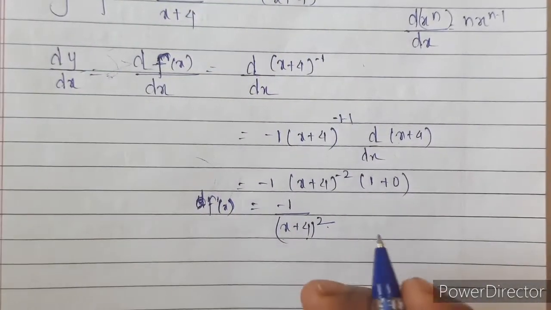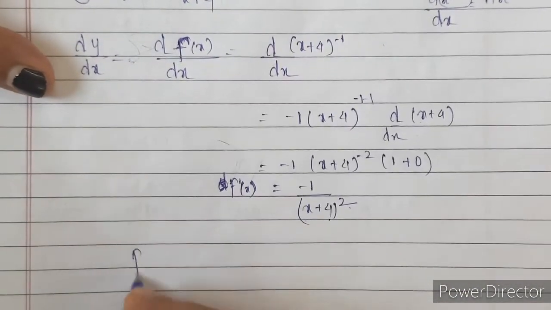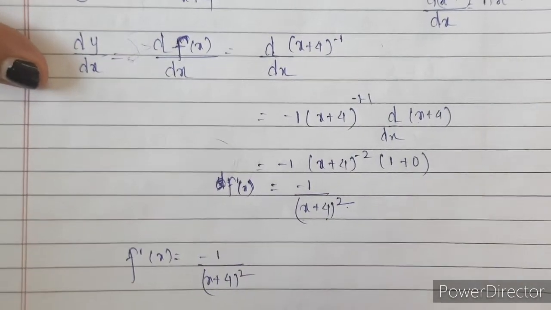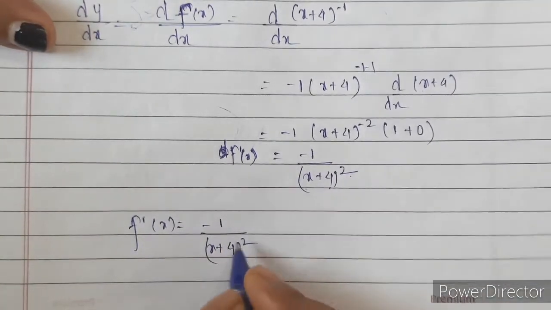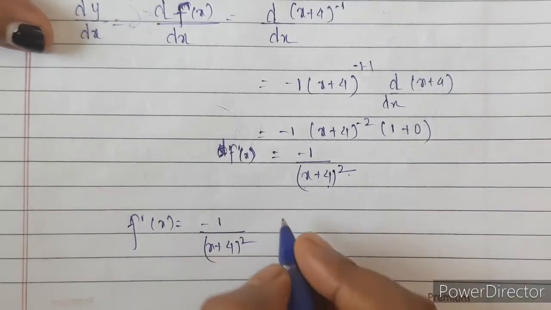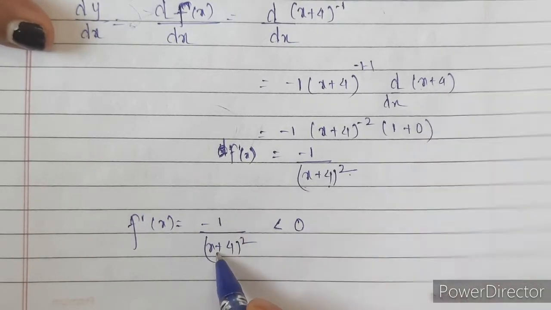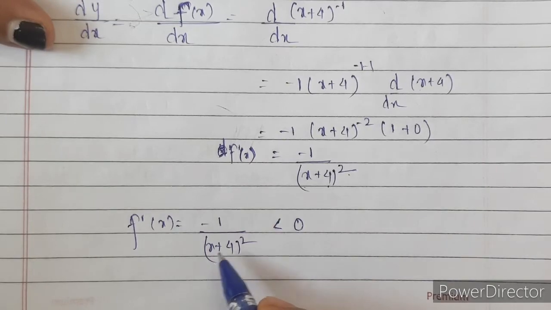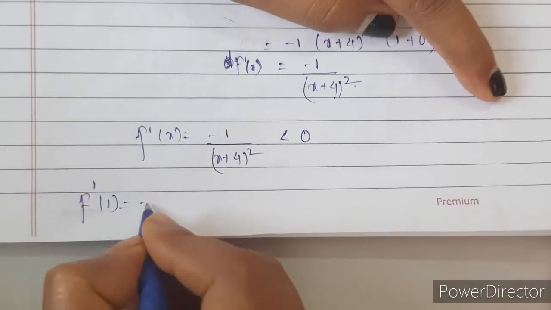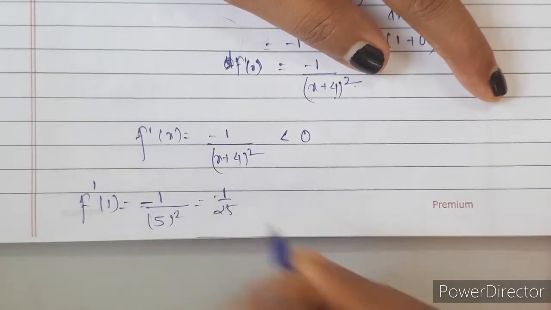Now we need to show that this is decreasing for all values of x. What we are getting is f dash of x equals minus 1 upon x plus 4 square. No matter which value we substitute here, the value of f dash of x will always be less than 0. For example, suppose I substitute 1, f dash of 1 will be minus 1 upon 1 plus 4, that is 5 square, so minus 1 upon 25.